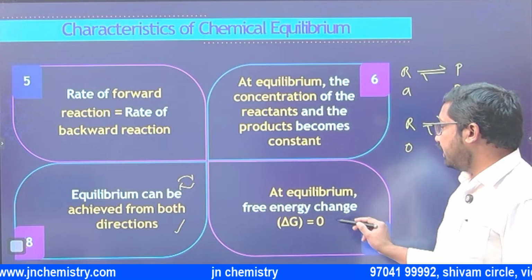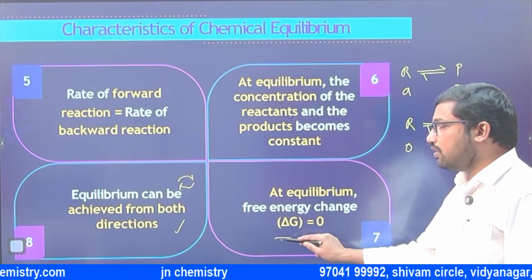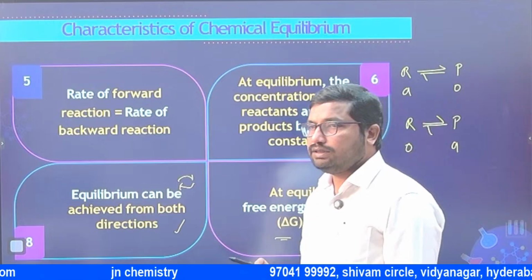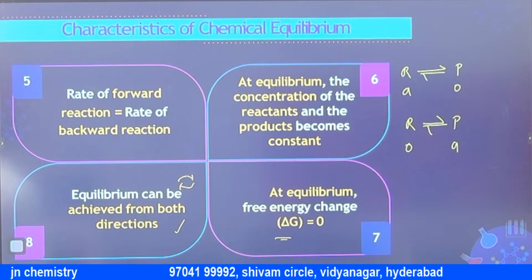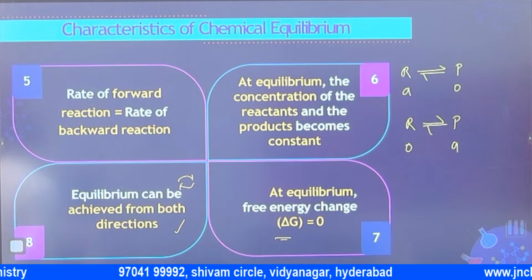At equilibrium, the free energy change delta G is equal to 0. After attaining the equilibrium, delta G is equal to 0. Write that point. These are the 7 points which I am giving you.